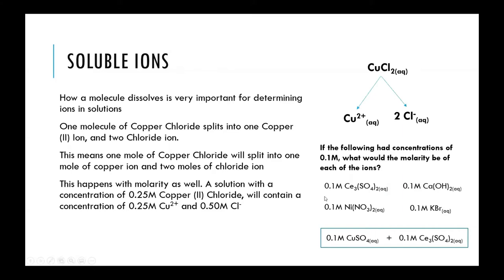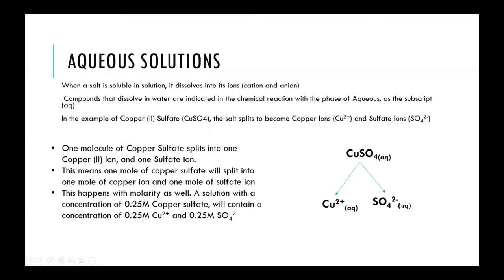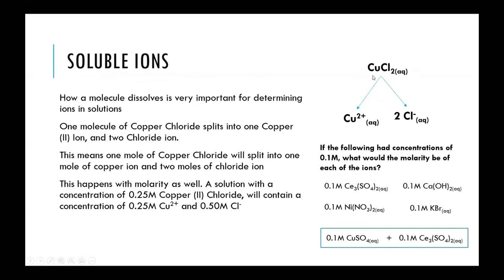How the compounds actually break apart and how many of these ions exist depends on the compound itself. In the previous example of copper sulfate, every one molecule made one copper ion and one sulfate ion. If you had copper chloride, this breaks apart into one copper ion, but two chloride ions. Cl2 is not an ion by itself, but it's two separate chloride ions that are both separately bound to the copper. Knowing what these ions are and how they break apart in solution is critical when you're dealing with solutions in chemistry labs.